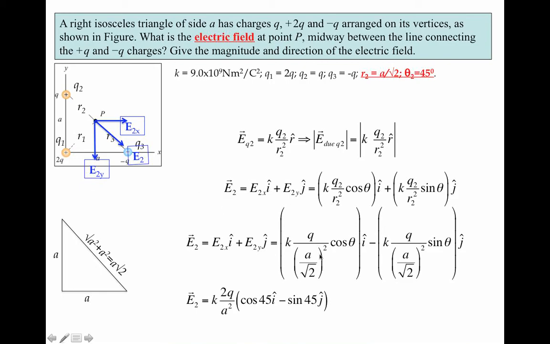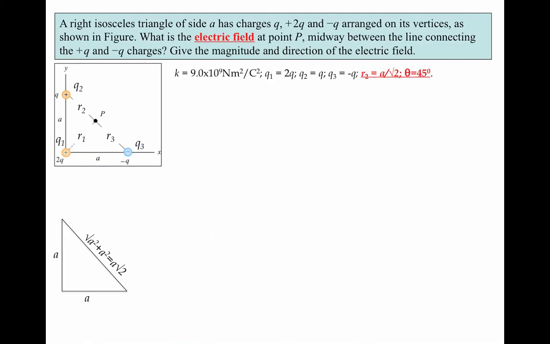So if I put that, then it will be 2Q over A squared, and sine, cosine 45 to get the x component, and I put in negative in both here to indicate that it's down in the negative direction. 45, that's E2.